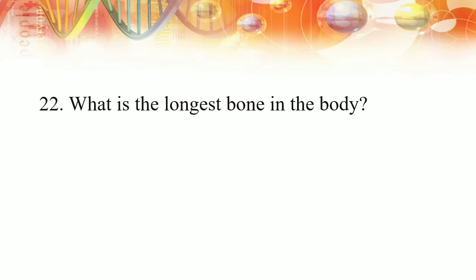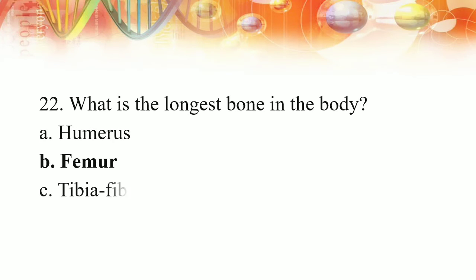Number 22. What is the longest bone in the body? A. Humerus. B. Femur. C. Tibia fibula. D. Clavicle. Humerus is the long bone that forms the shoulder above and elbow joint below, simply the upper arm bone. Tibia and fibula are the two long bones located in the lower leg. Clavicle is the collarbone. Femur, or the thigh bone, is the longest and strongest bone in our body.